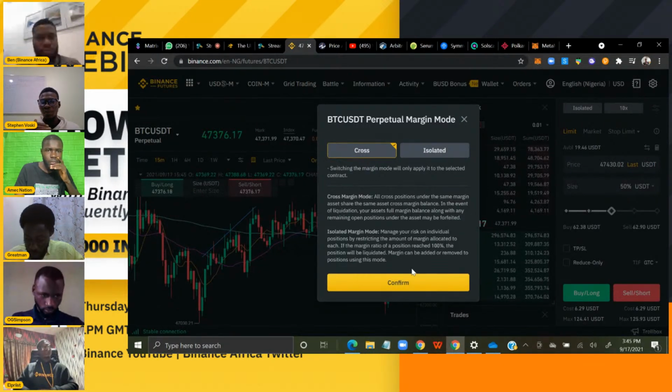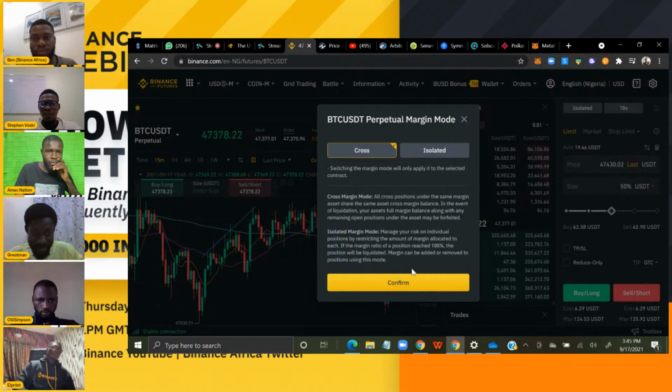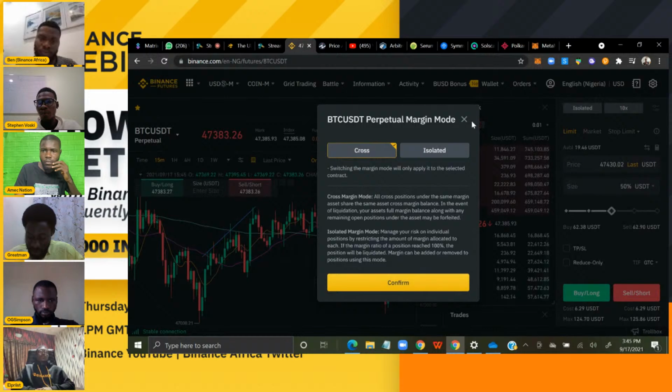But in a situation where there are highly volatile markets, your whole account can be wiped, because it's going to take everything. There won't be enough maintenance margin anymore. The balance is called maintenance margin.